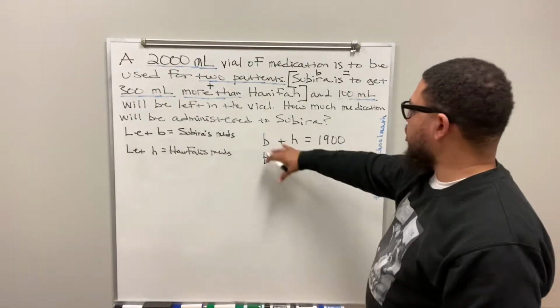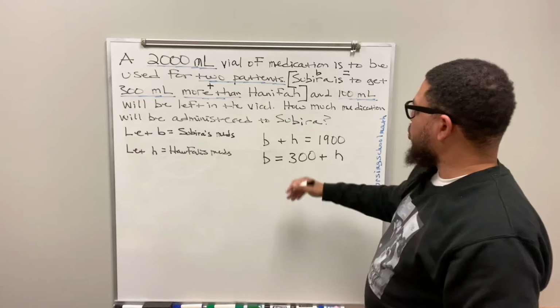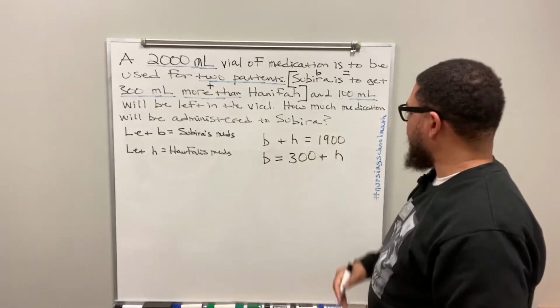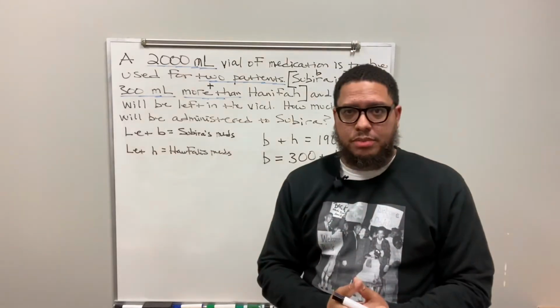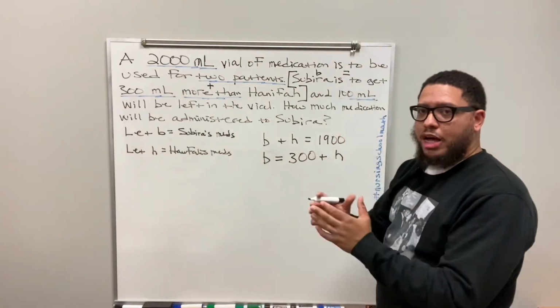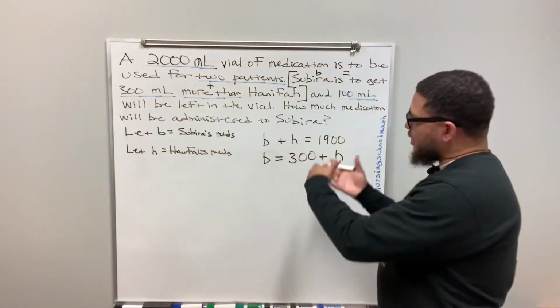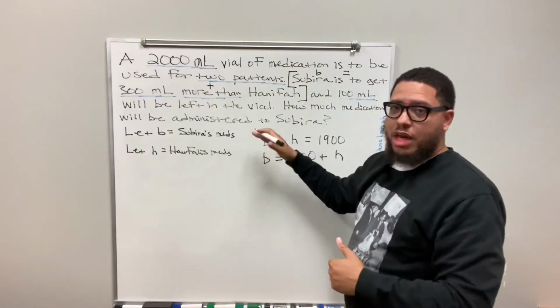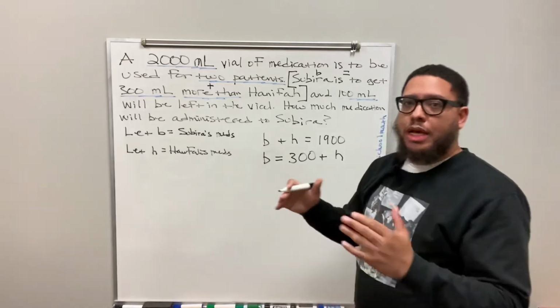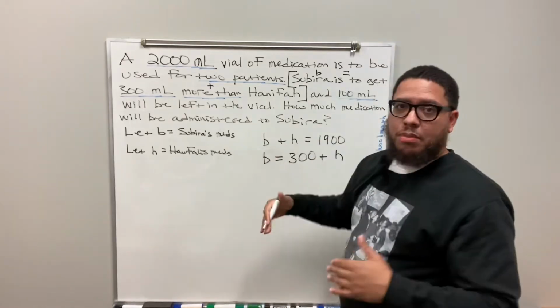Now, this is a system of equations. I want to solve for B and I want to solve for H. Now, I'm going to use a method that's called substitution. Substitution is when you take the value of one of the variables and you substitute it into the other equation in place of that variable, right? Or you plug it into the other equation in the place of that variable.